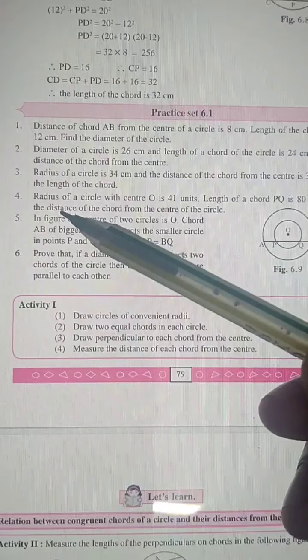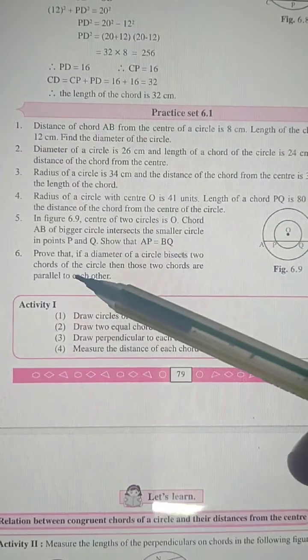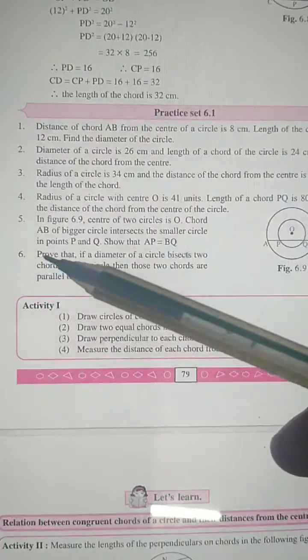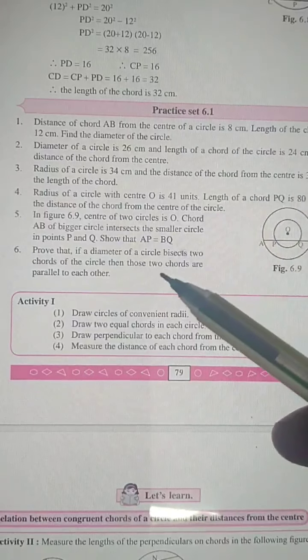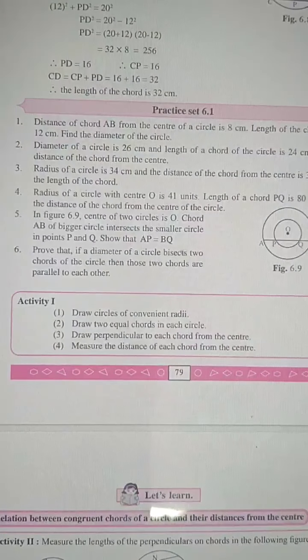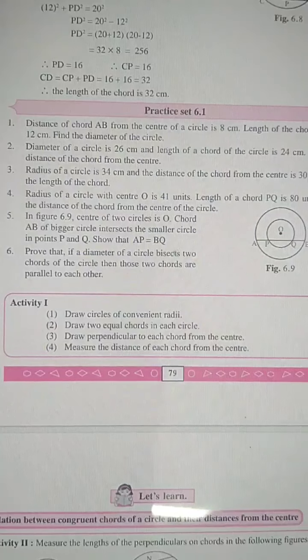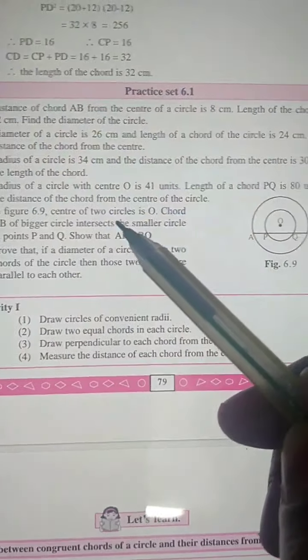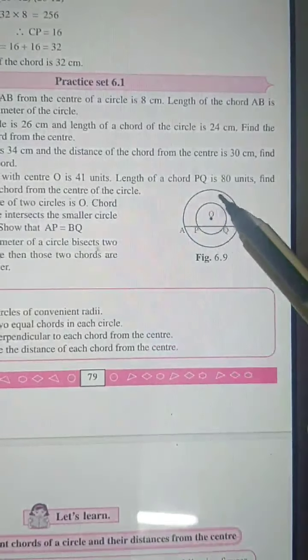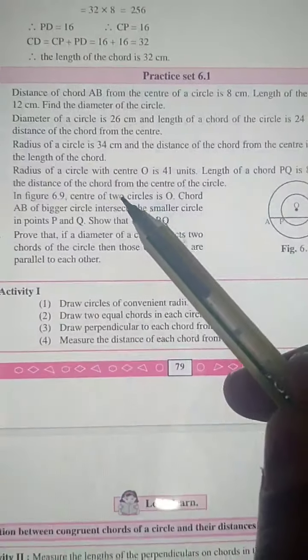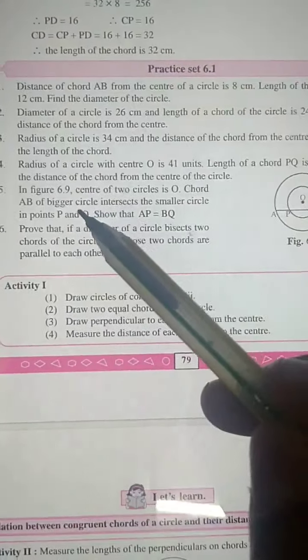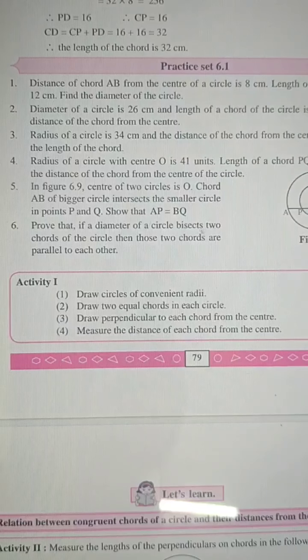Now we will solve the fourth and the fifth sum. The sixth sum is cancelled for you. According to the reduced syllabus, it is cancelled for you. So let us move on to the fourth sum, very simple sum. As you read it, radius of a circle with center O is 41 units. Length of a chord PQ is 80 units. Radius of circle 41, chord's length 80. Find the distance of the chord from the center is the question.